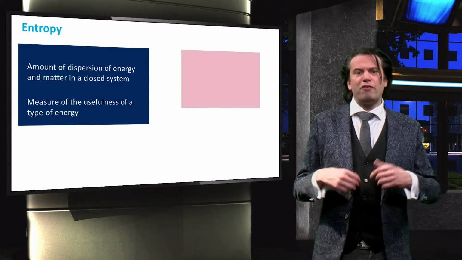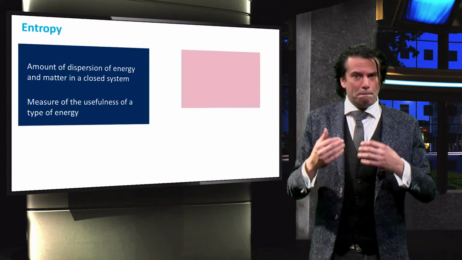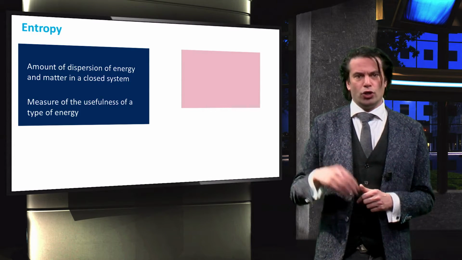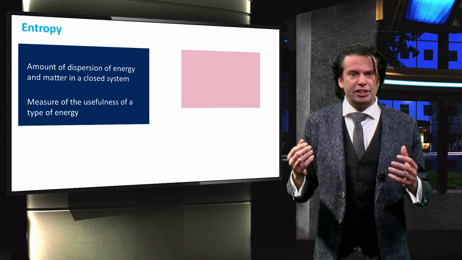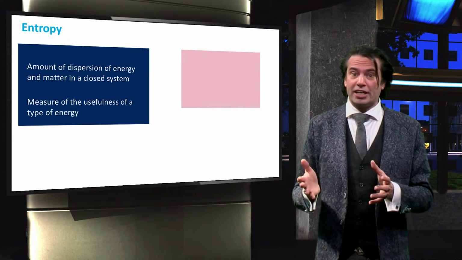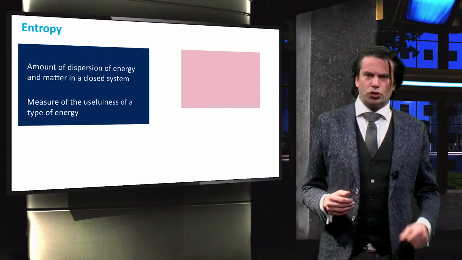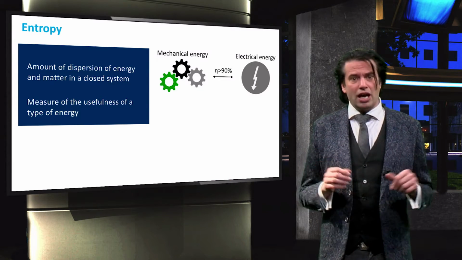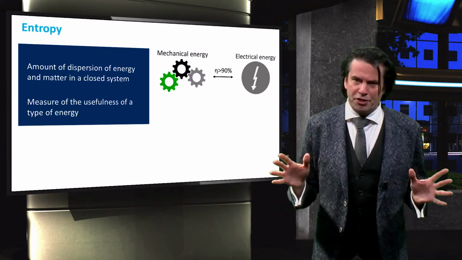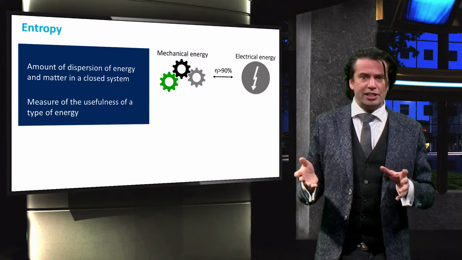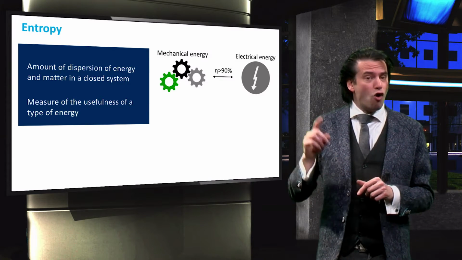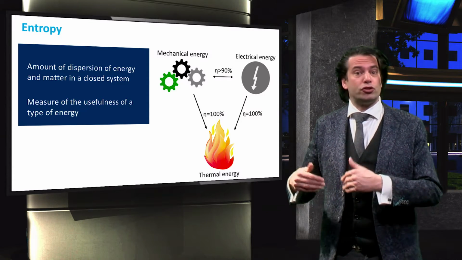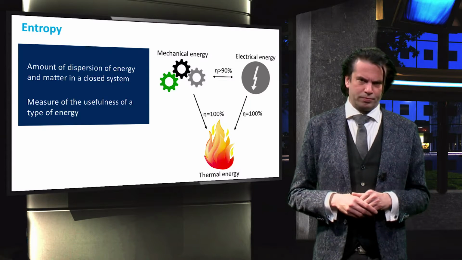The entropy can therefore also be interpreted as a measure of the usefulness of a type of energy. The lower the entropy of a type of energy, the easier it is to convert that energy into another type, so the higher its usefulness. Mechanical and electrical energy are very useful, since they can be converted into one another with an efficiency of over 90%. Both can be converted into thermal energy without any loss.